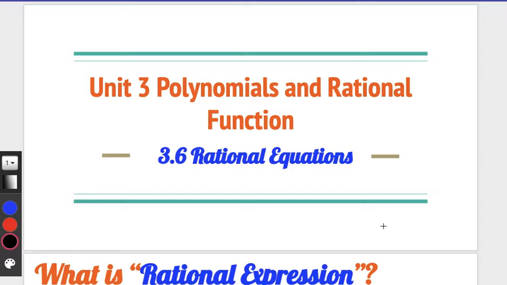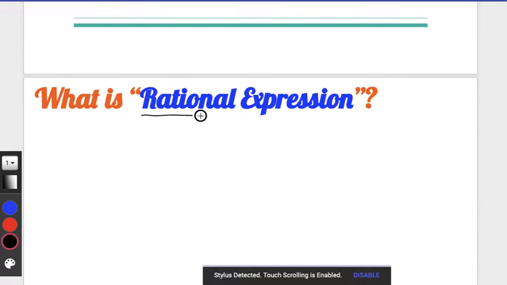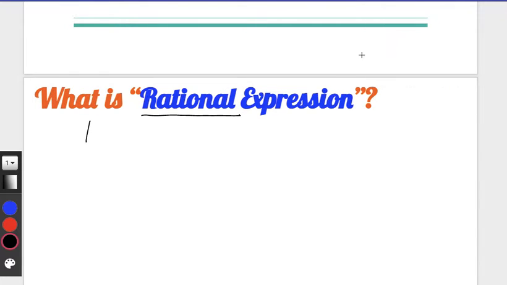To answer that question, the first thing we need to understand is the rational expression. Whenever you hear the word rational, you can probably recall rational numbers. A rational number is a number we can present as a fraction, for example, 3 over 2, 7 over 3, things like that. If we can present a number as a fraction, then we call it a rational number.